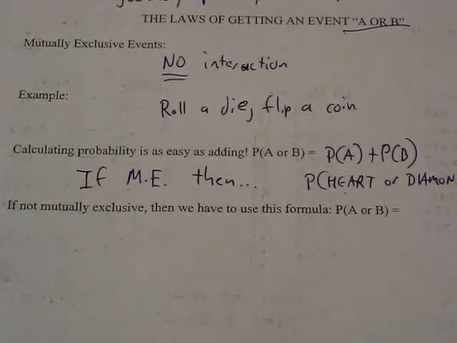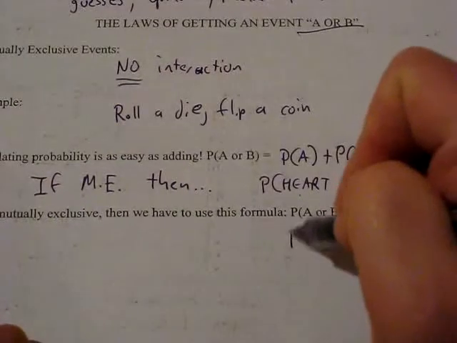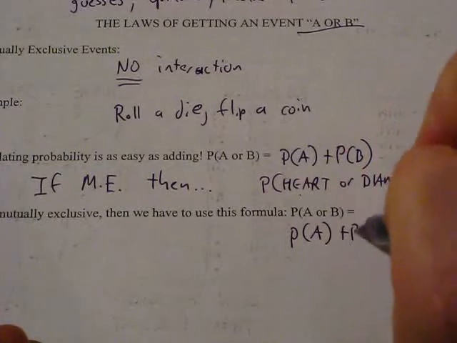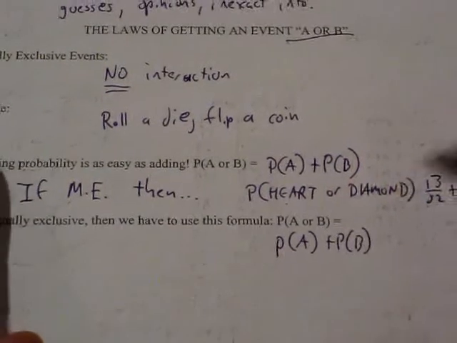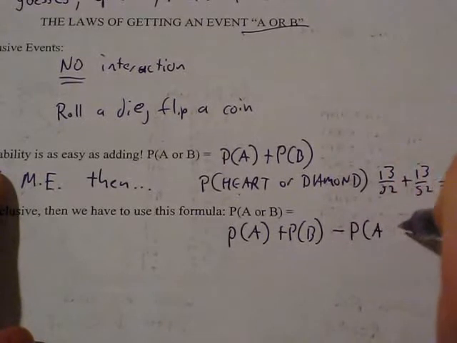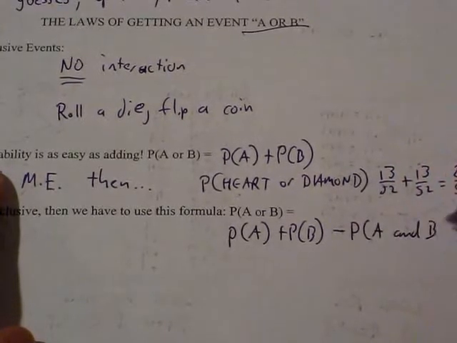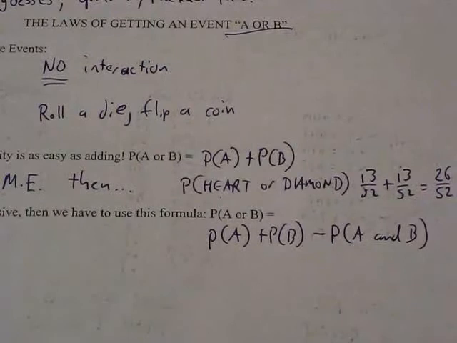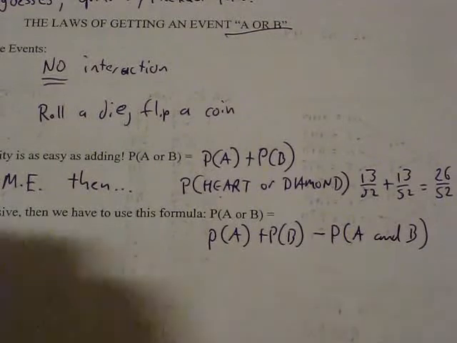Now, here's the hard one. If it's not mutually exclusive, if there is overlap, we have to use this formula. We have to take the probability of A plus the probability of B, and then we have to subtract the probability of A and B. We've got to subtract that, and the reason is because there's overlap in the two data sets. So let's take a look at this example.